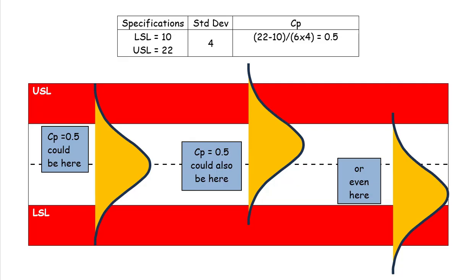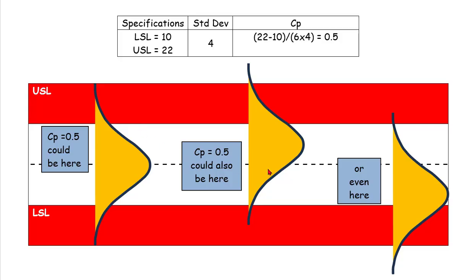Let's do a little bit differently. Let's say our specification is still 10 and 22. Our standard deviation is now 4. We do our calculation, this minus this, and so on. We come up with a CP equals 0.5. So here's what a CP of 0.5 means: it simply means that the width from tail to tail is twice as wide as your engineering specifications, and that's how they come up with the 0.5.